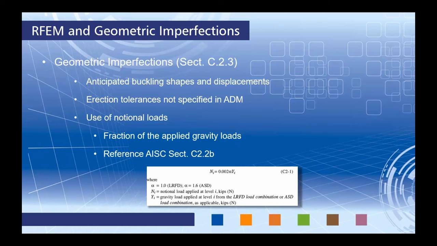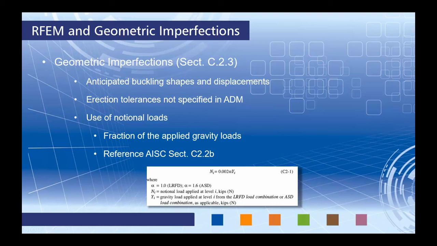Now, it's not too clear here on how to do that, but I think it can be said that we can refer back to the AISC for these notional load applications. And within the AISC, section C.2.2b, here is our notional load equation. It's 0.002 times alpha times Yi. Now, alpha is just depending on if we're running an LRFD or ASD design. Yi is our gravity load for that specific load combination applied to that member.